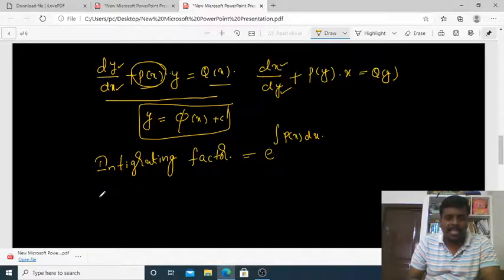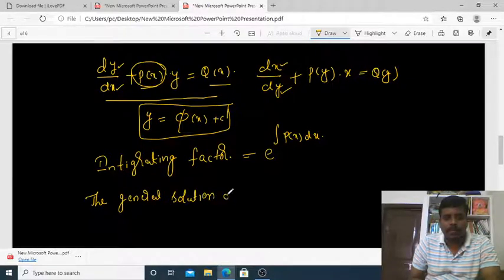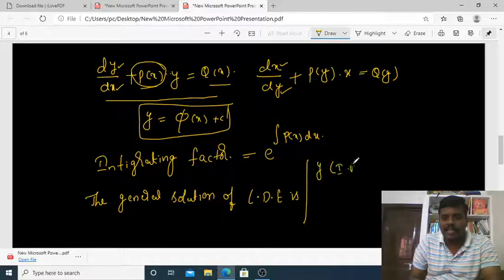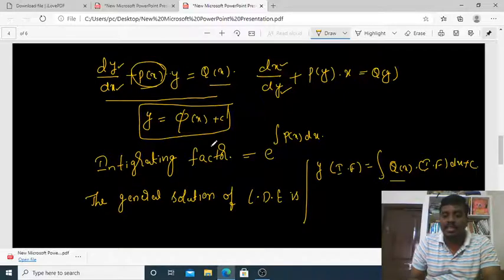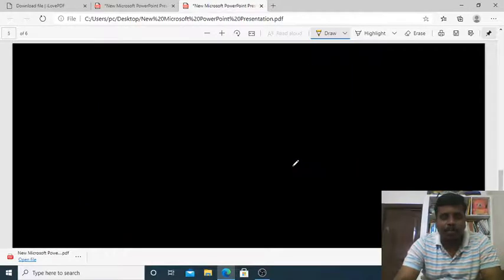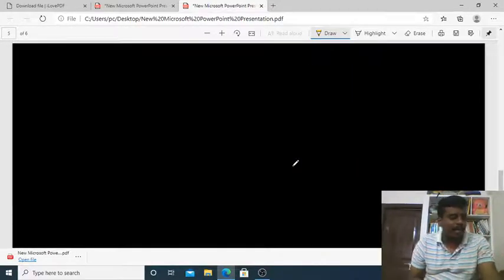Okay. So the general solution of a linear differential equation is y into integrating factor equals integral of q of x into integrating factor dx plus c. What we have in the question as q of x on the RHS, just take that q of x, and the integrating factor you should find out. Okay, for example, we will take one problem here.